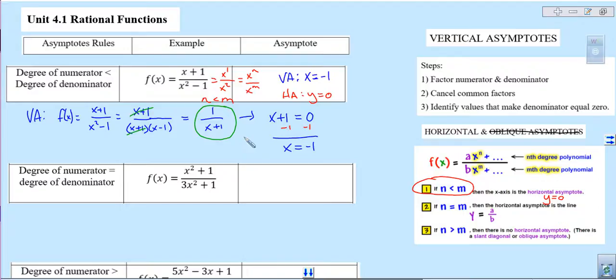Okay, so one last thing is, notice that no matter whether I took from the original or from the simplified version, my degree on top is 1 degree less than my degree on the bottom. So therefore my horizontal asymptote is still at y equals 0. Okay, take a look at the next one.